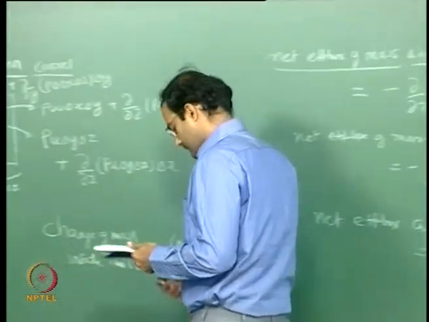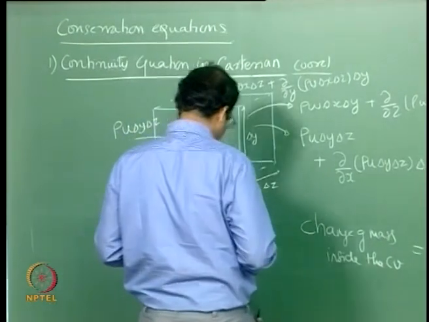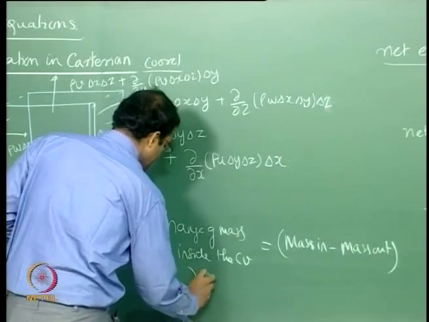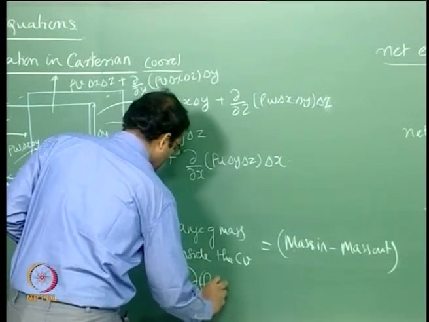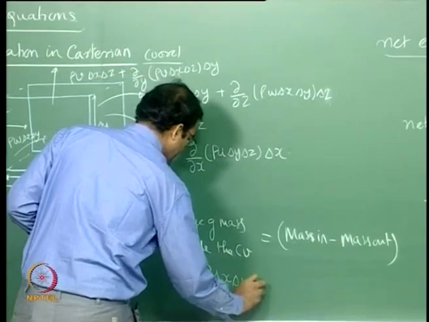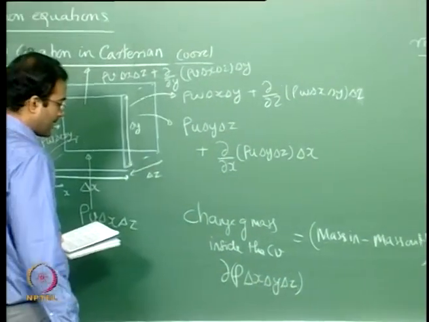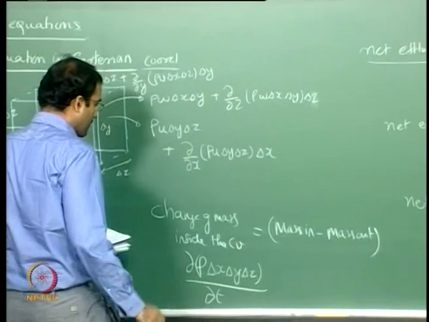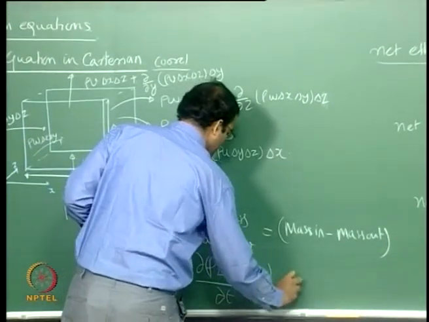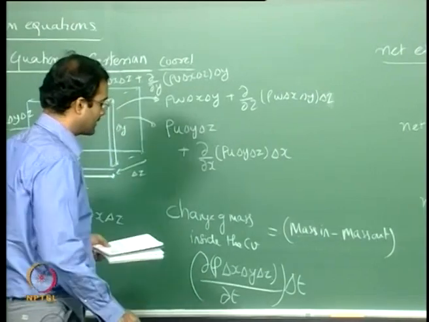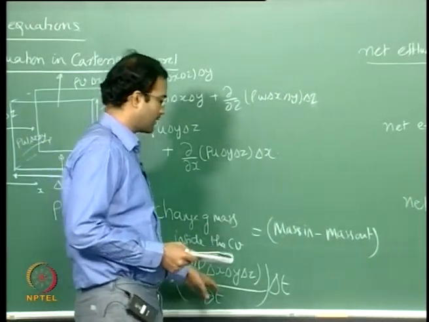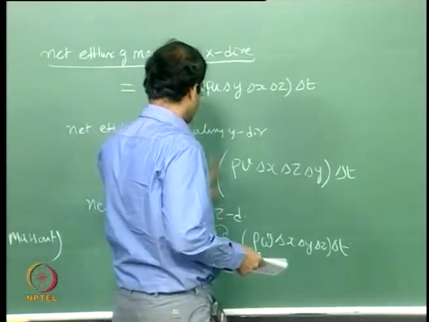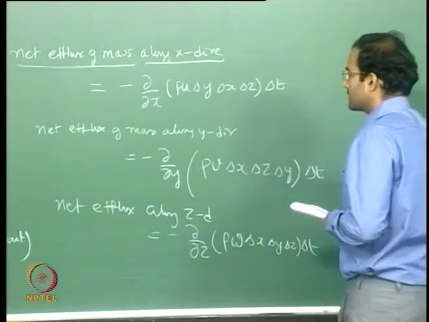So the change of mass inside the control volume, if you look at the rate of change of mass, is your density times your control volume itself, which is delta x delta y delta z. So this is density times the volume, which is the mass. So that is the rate of change of mass, and if you want the change of mass, multiply it by the time duration delta t. So this is the change of mass inside the control volume, and that should be equal to the net mass in minus mass out. Therefore, the summation of all the mass effluxes in all three directions.